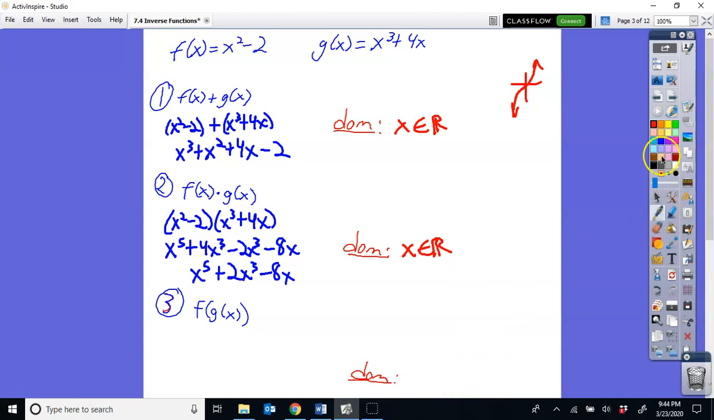The next one, you have f of g of x. Remember, that's how you say this. This is a composition of functions, we call it. But you're taking f of g of x. So you are going to essentially plug in.